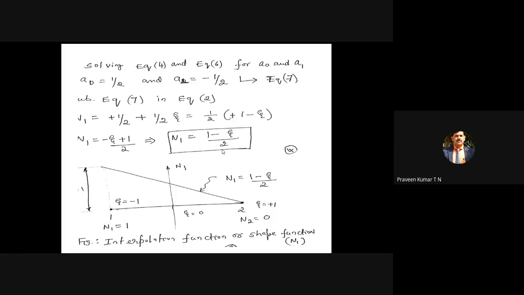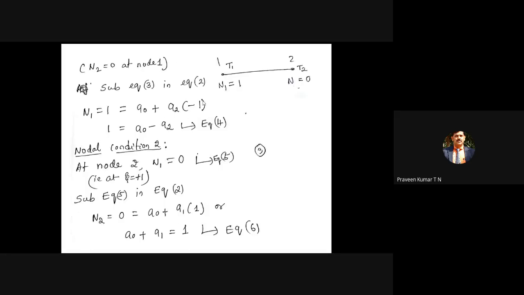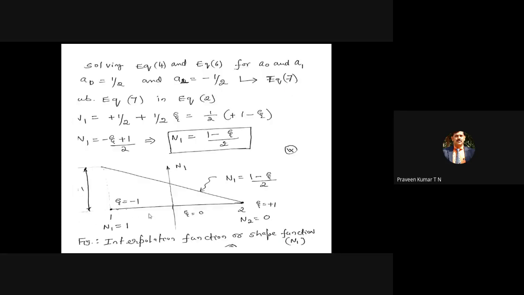So in a simple way, by applying nodal condition 1, you get one equation, that is equation number 4. By applying nodal condition 2, you get one more equation, nodal equation number 6. But there are two unknowns and two equations. From that you get A0 and A1. So A0 value is plus 1 by 2, A1 value is minus 1 by 2. After substituting all those things, we get N1 is equal to minus 1 by 2.